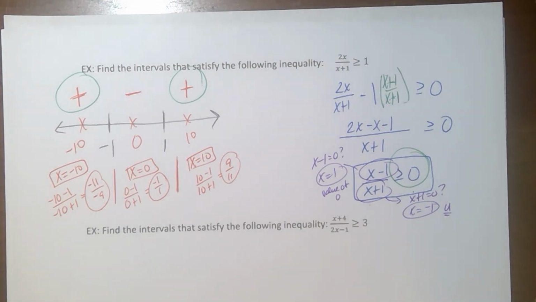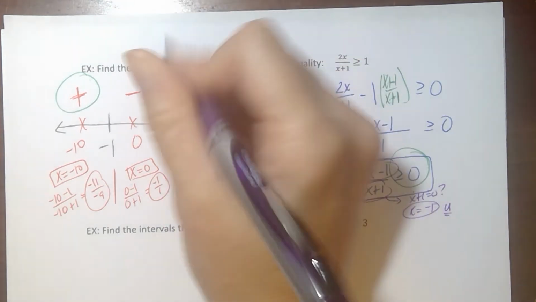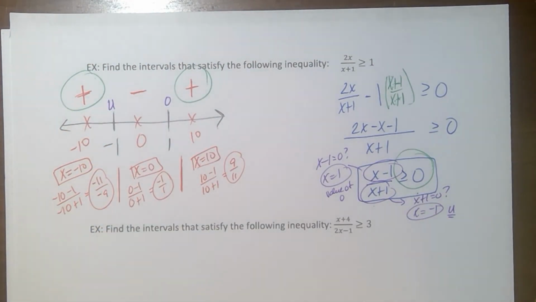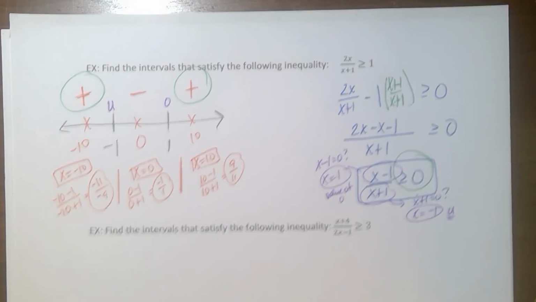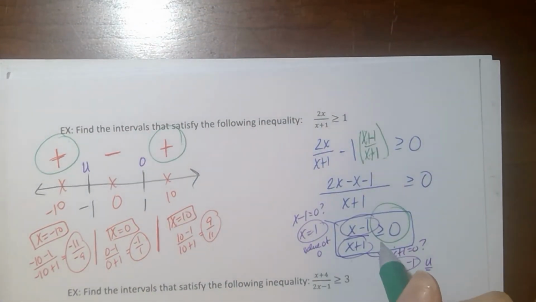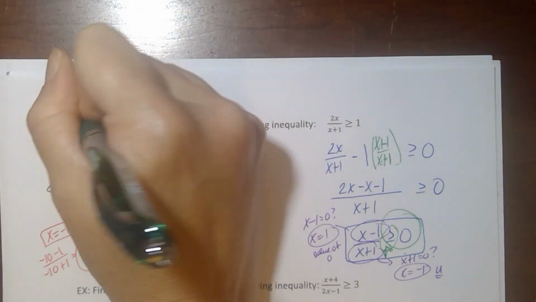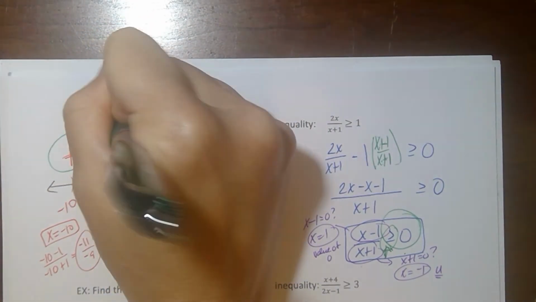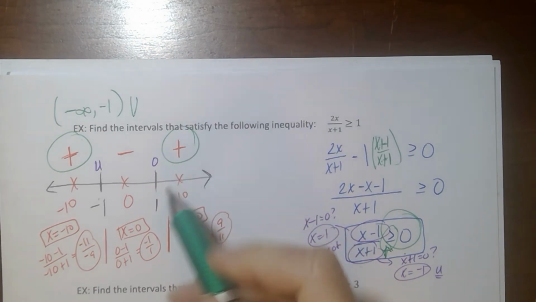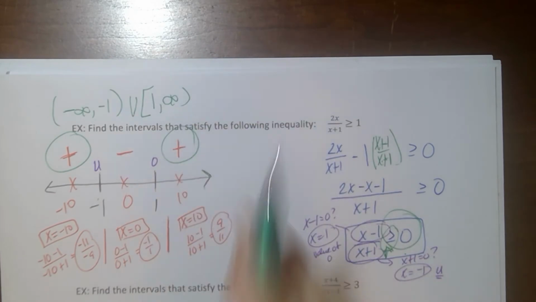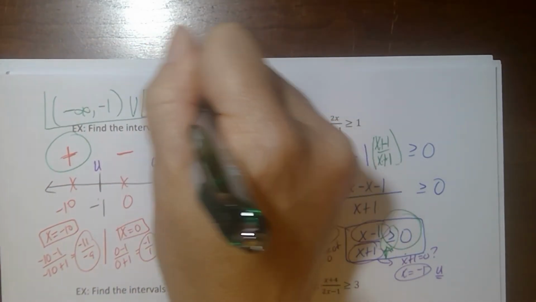One thing I forgot to mark. Oh dear, one thing I forgot to mark. At positive 1, I have a function value of 0. At negative 1, my function is undefined. That helps me figure out exactly how to write these intervals. Well, I've got or equal to, so I get to include function values that are equal to 0. This function value is undefined, however. So this end is negative infinity up to negative 1 not inclusive, or this end is positive 1 to infinity and that 1 is included because that's a function value of 0.